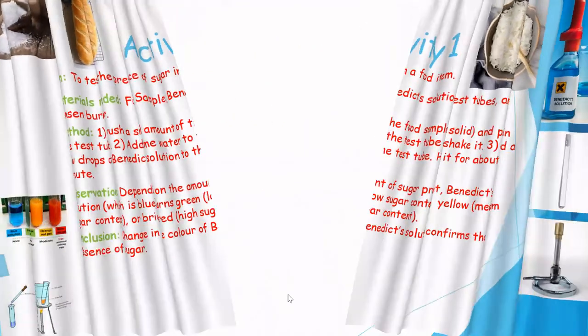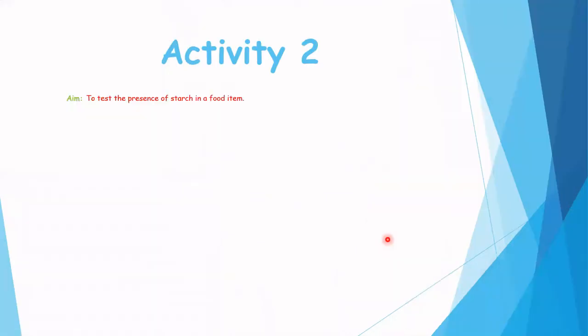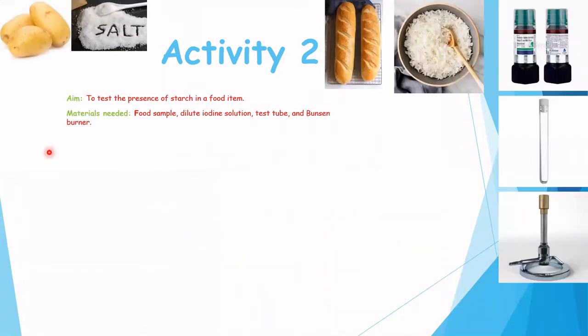Now Activity 2. Aim: to test the presence of starch in a food item. The materials needed are food samples, for example potato, salt, bread and rice, dilute iodine solution, or you can take betadine also, test tube and Bunsen burner.